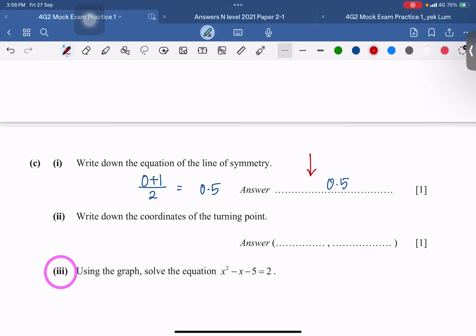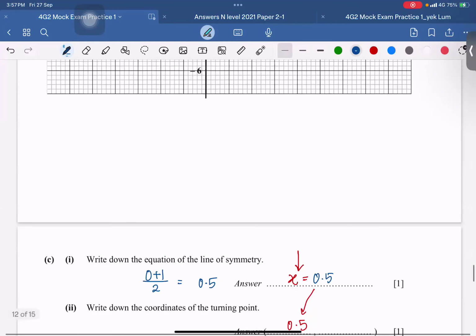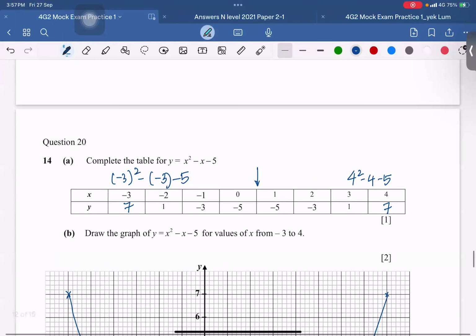It cuts which axis? Yes, x equals 2. So please make sure you put in the number x equals 2. From here, your line of symmetry, the turning point, obviously this is 0.5. Read from your graph. Actually, I did a calculation over here. I put 0.5 squared minus 0.5 minus 5. It gave me 5.25. So the actual answer is negative 5.25.